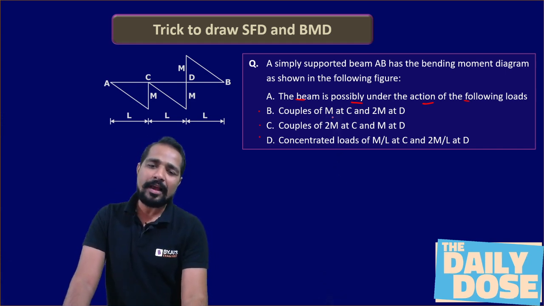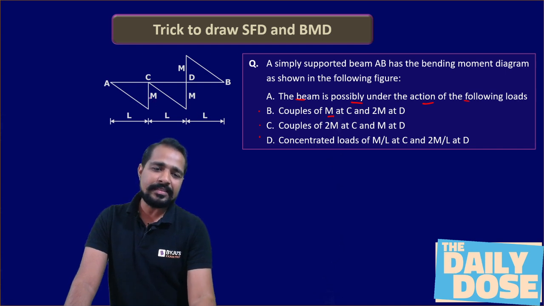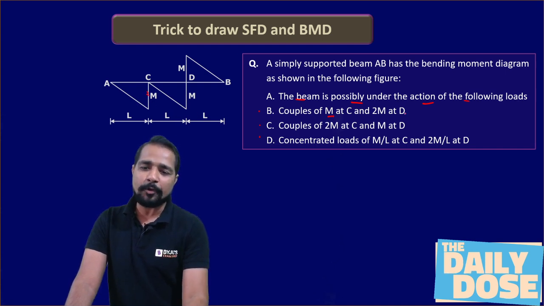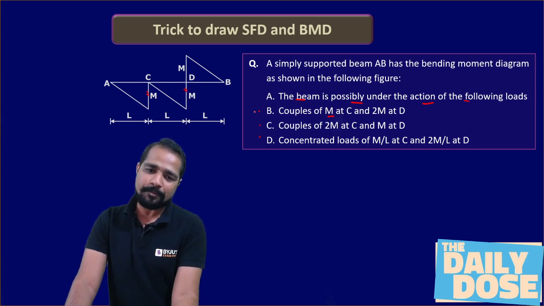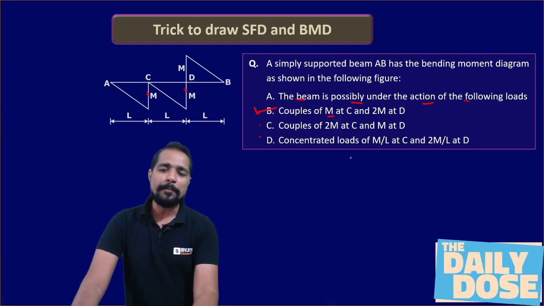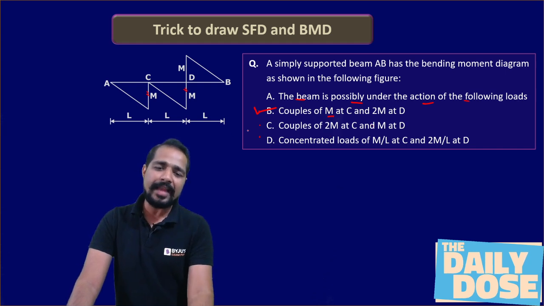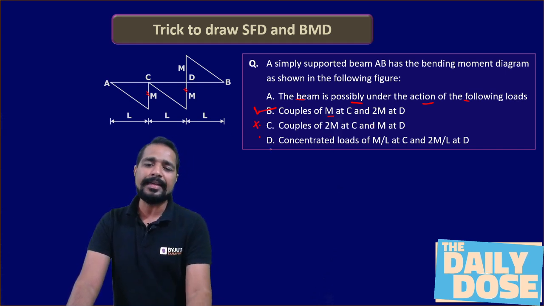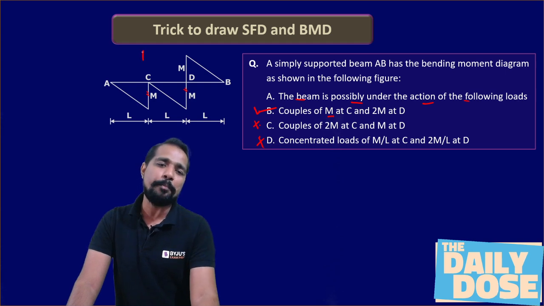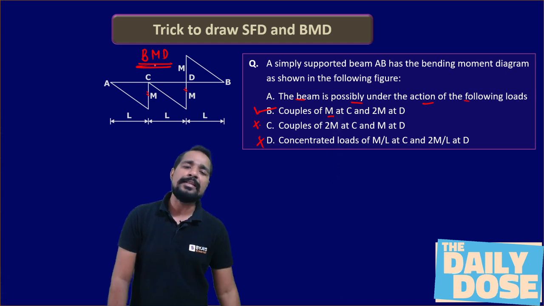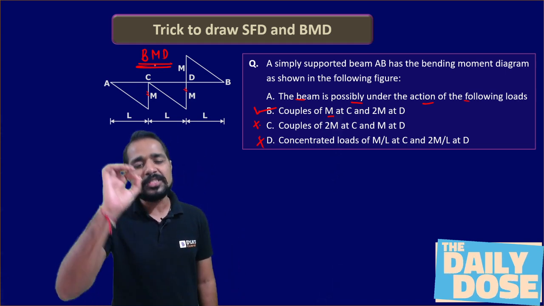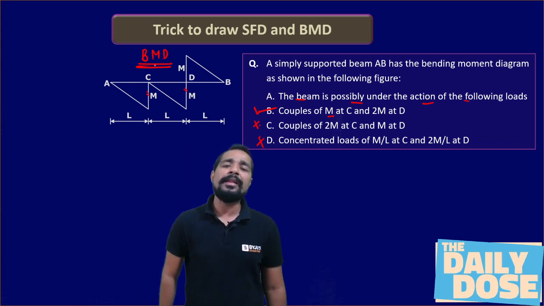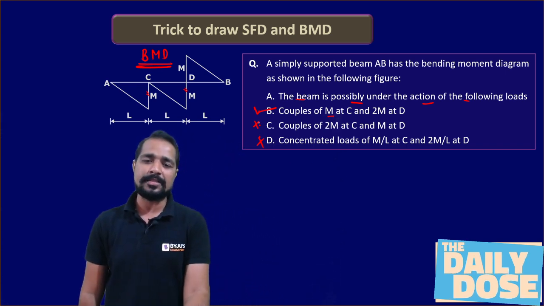This is a couple of M that is applied at C. At point C, couple of M is applied. At point D, couple of 2M is applied, because 2M vertical jump, M vertical jump. Absolutely right. Couple of 2M at C and M at D, absolutely wrong. And concentrated load, no, because it is the diagram of BMD, my dear. Bending moment diagram is there. That is the only indication of concentrated bending moment at any point of this beam. तो ये आपका आंसर आ गया.